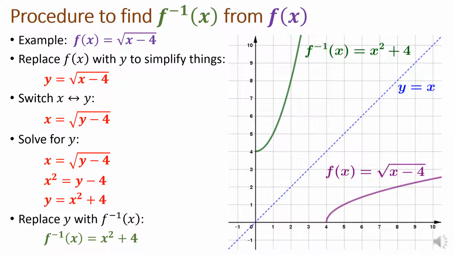If we go ahead and take a look at a graph of this, we can see that the diagonal line y equals x forms a reflection from the original function in purple, square root of x minus 4, to its inverse, f inverse, which is x squared plus 4. Now notice that x squared plus 4 is only half a parabola. What happened to the other half? This has to do with what we call one-to-one functions, and that will be addressed in the next video.